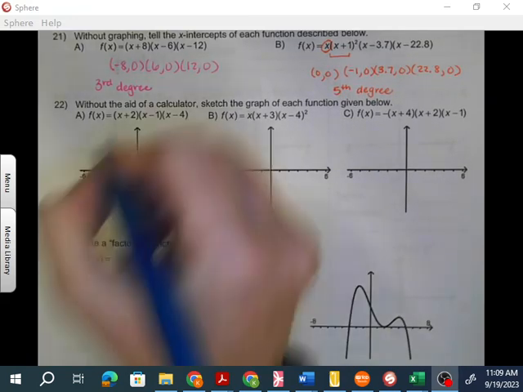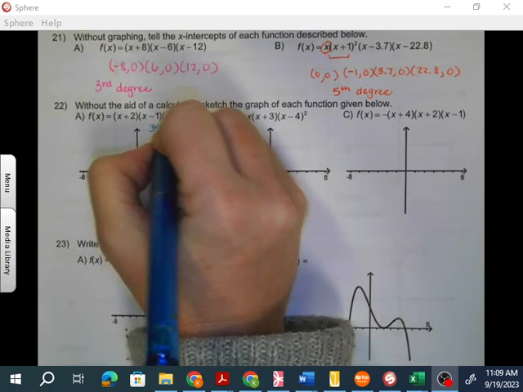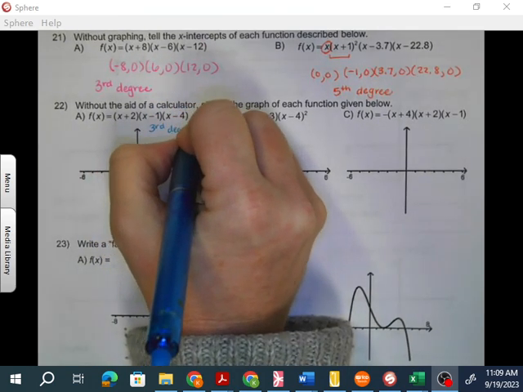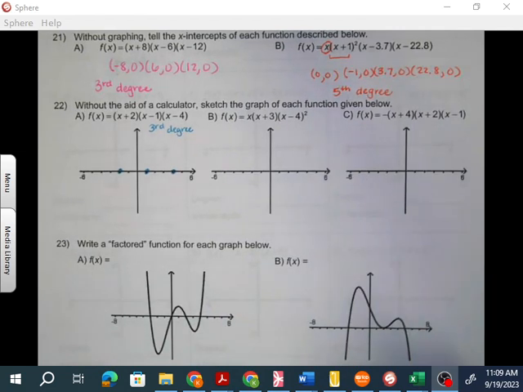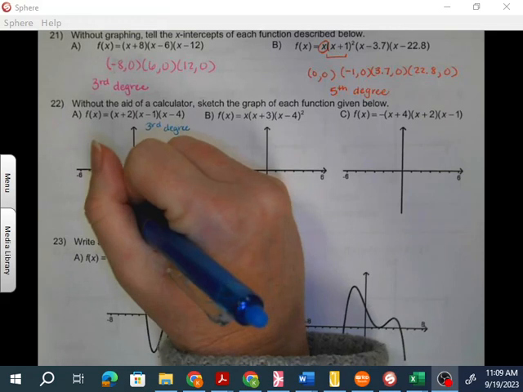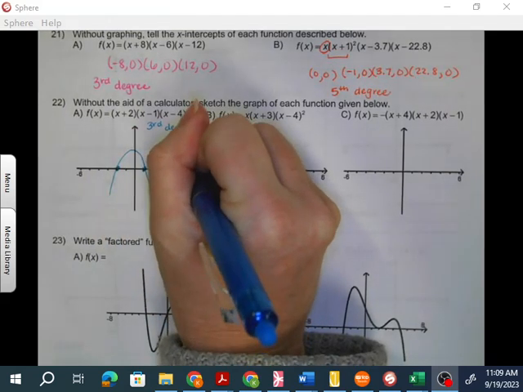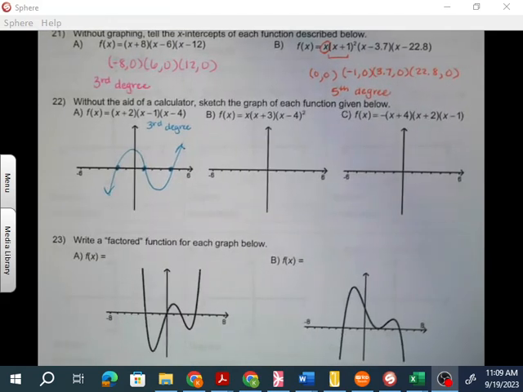All right, so this is 3rd degree, which means I should have one arrow up and one arrow down. And the one on the right-hand side should be going up because it's positive, right? So it's rising to the right, which means it'll look something like this. You all good? All right. So take a second look at B, see if you can sketch B on your own.